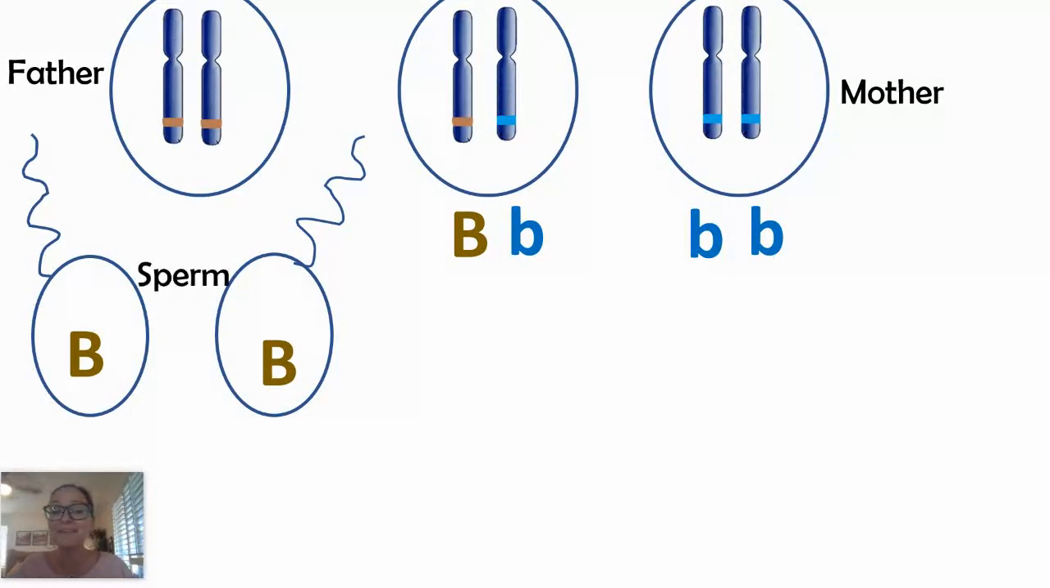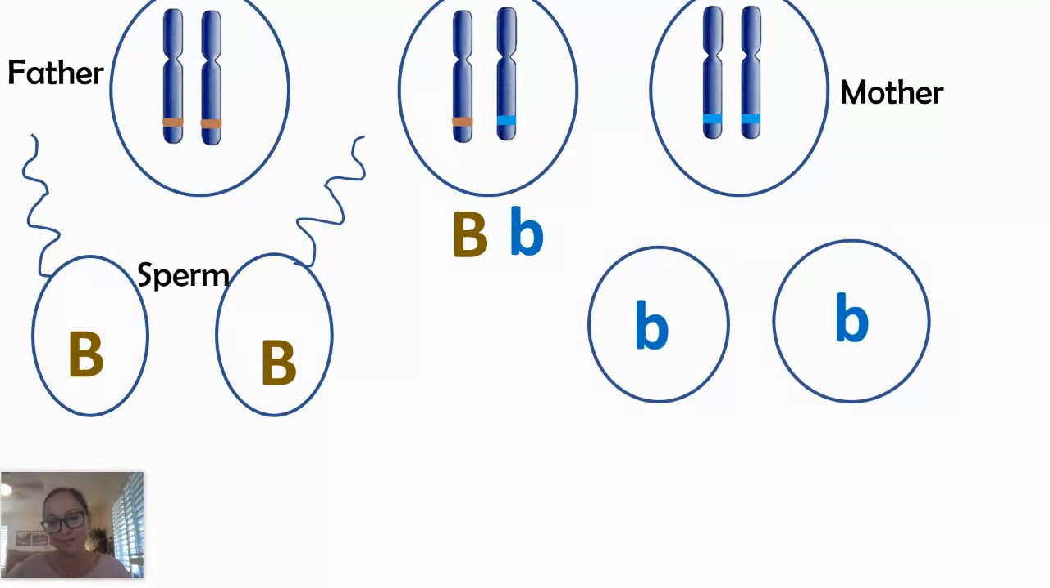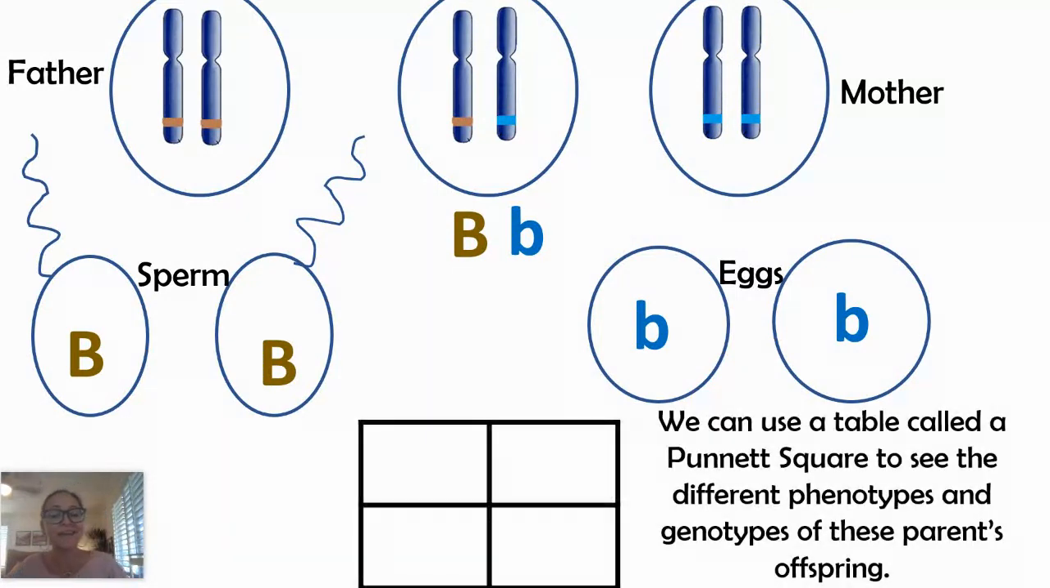Now, if we look at the mother, as she goes through meiosis to make eggs, she only has blue eye directions. Both of her genes are recessive. Both of her alleles say, let's make blue eyes. So if we use a Punnett square to see what kind of children they could make, what would their children's phenotype and genotype be?